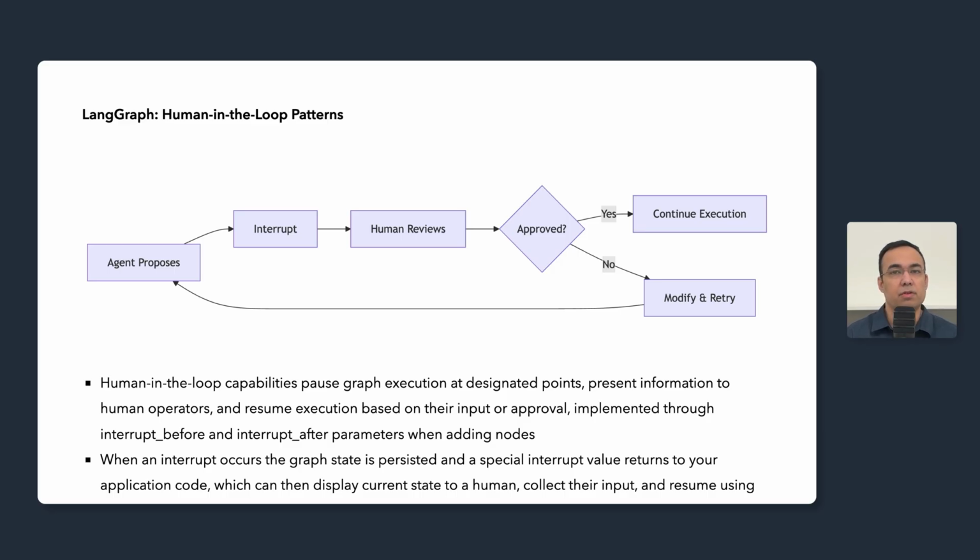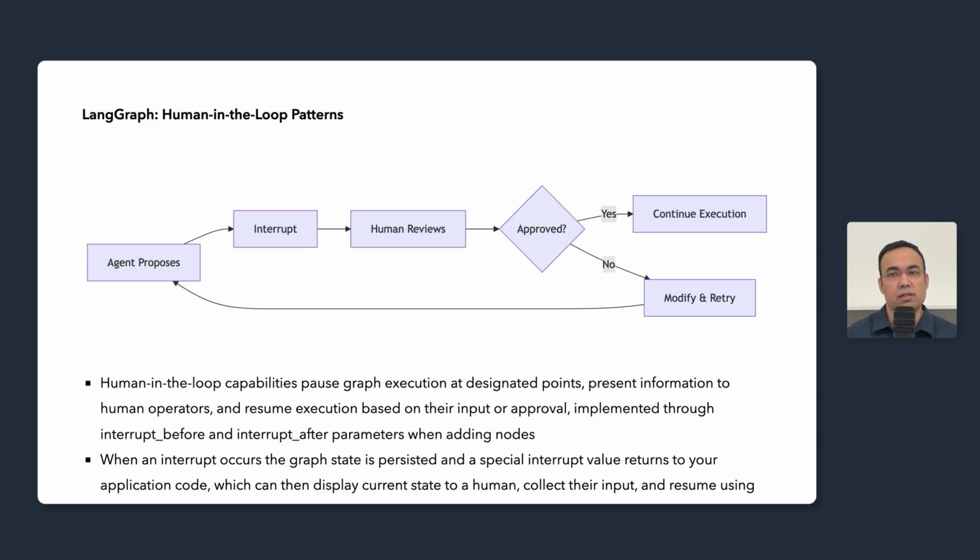You can implement different patterns depending on your needs here. Approval gates are where the agent proposes an action and simply waits for human confirmation before proceeding. The human either approves and execution continues, or they reject and the execution stops or takes an alternate path. Rejection handling is more sophisticated, where humans provide feedback explaining why they rejected the proposal, and the agent uses that feedback to generate a different proposal that addresses their concerns.